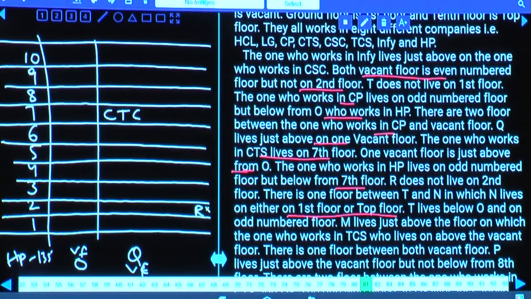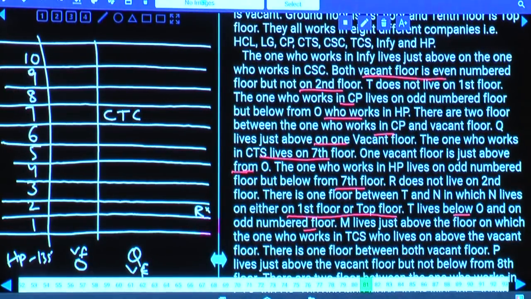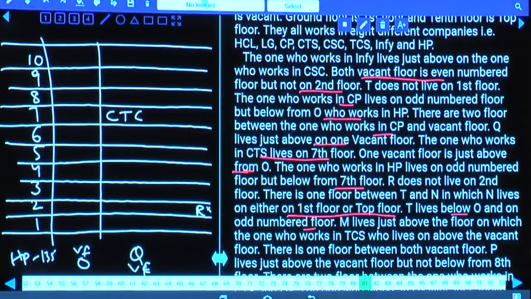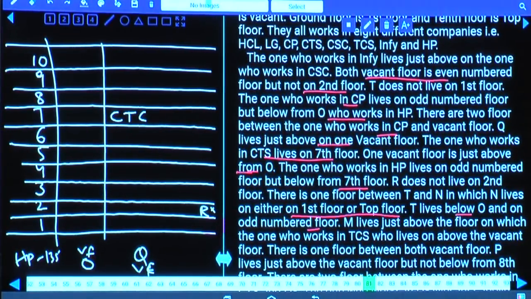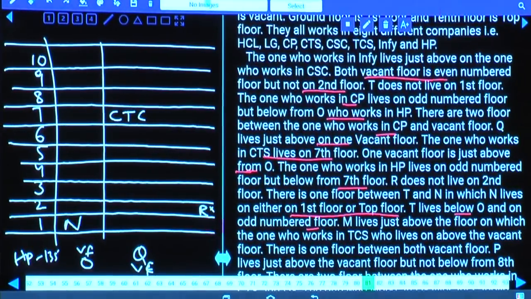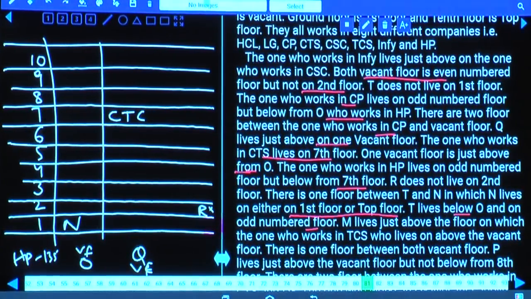And there is one floor between T and N. T lives below O and on an odd number floor. Then what should be the position of N? T lives below O and on an odd number floor, and N must be on the 1st floor. If N is on the 1st floor, T must be here, with one floor between T and N.